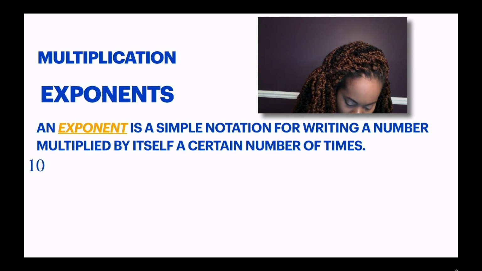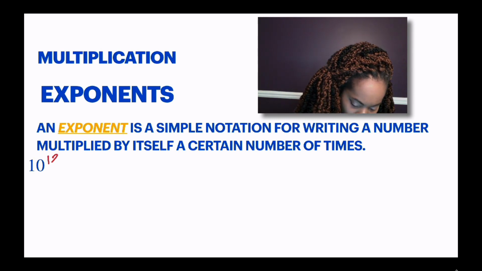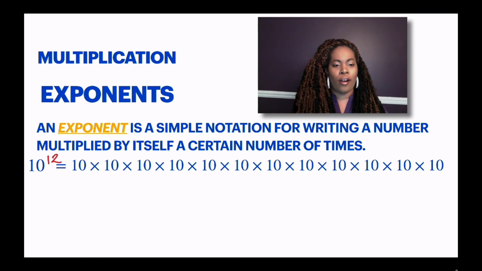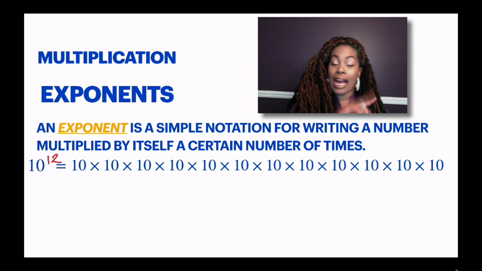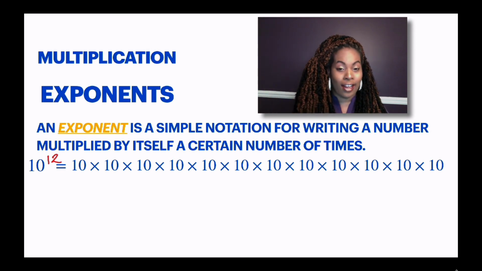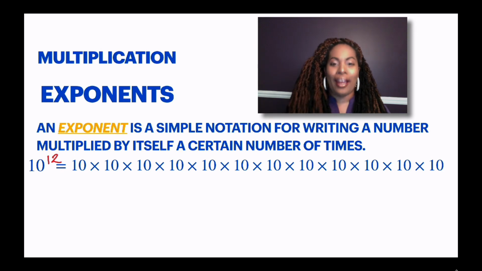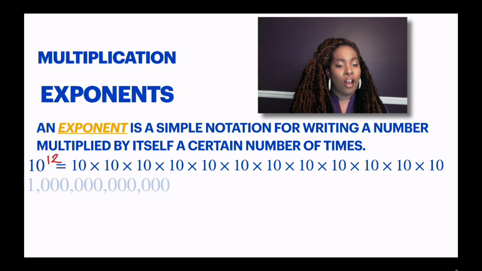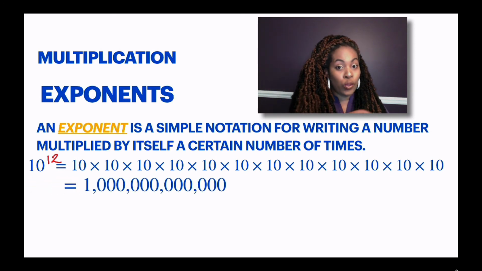What if I took 10 and I said, how about 10 to the 12th power? Let's see what that looks like. 10 to the 12th power. I told you, we could have taken a shortcut, but here it is in its long version. We have 10 times 10 times 10 times 10 times 10 times 10 times 10 times 10 times 10 times 10 times 10 times 10. If I just wanted to take the shortcut, I know that my final answer should have 12 zeros.